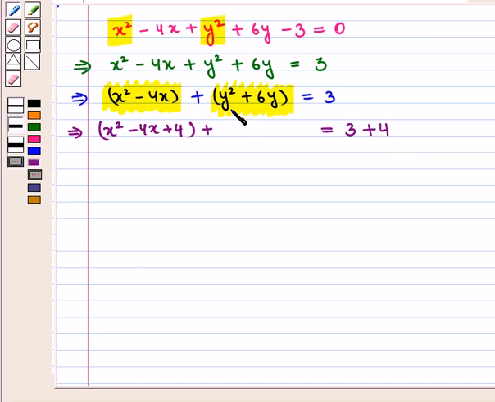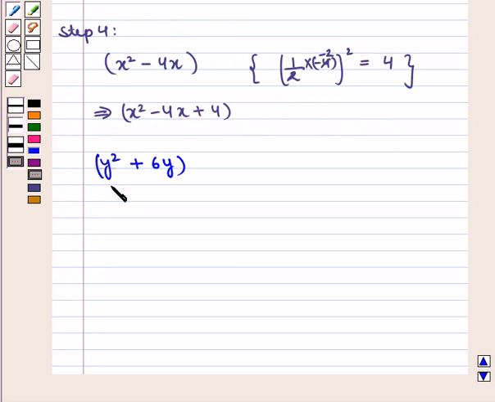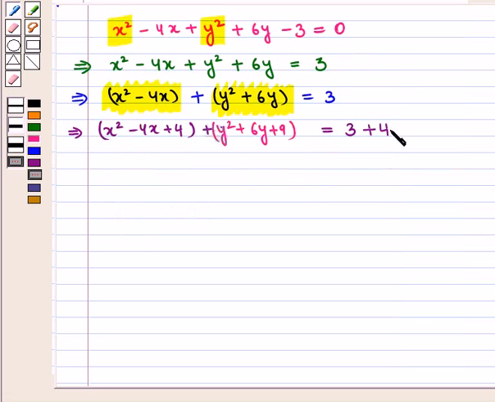We shall follow the same method for terms in y variable. Here we have y square plus 6y, and we will add square of half of the coefficient of y, that is 1 by 2 into 6 whole square, which is equal to 9. So we add 9 inside the brackets and will also add 9 to the right hand side of the equation.